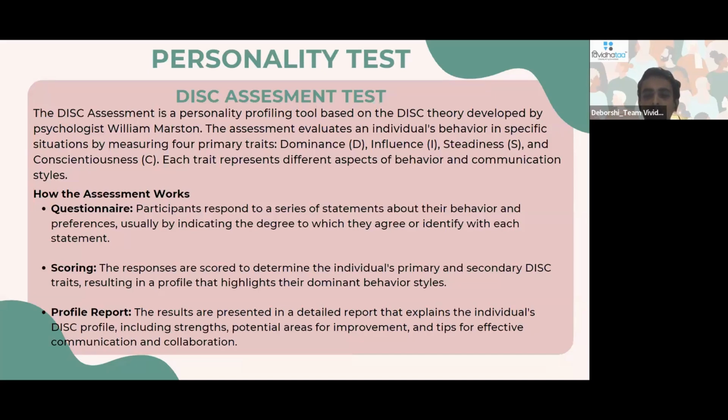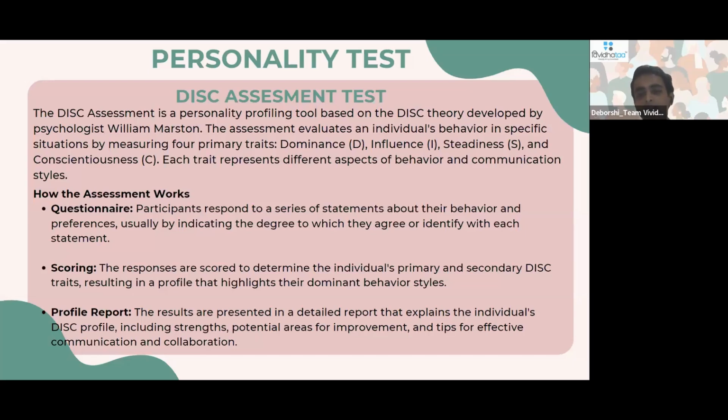And so what are the characteristics of dominance? It will reflect that you are direct, you are result oriented, you are strong willed, and you are forceful. These characteristics will be reflected by a dominance personality. Second is influence. Influence will reflect that you are sociable, you are talkative, you are enthusiastic, and you are persuasive.